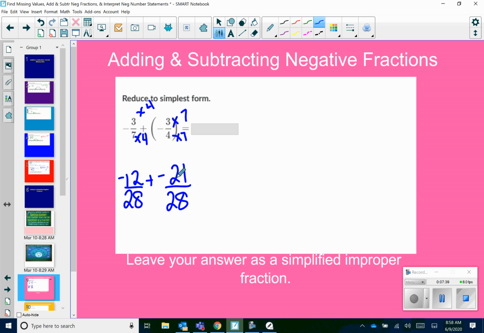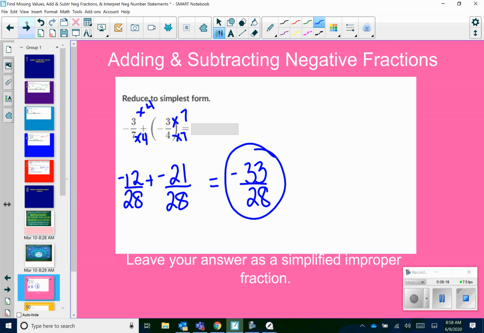Now we're going to follow the same rules that we've been using all along. I have same signs, so I'm going to add and keep my sign. Now remember, when we add fractions, the denominator stays the same, and our numerator is what we add. I'm going to keep my negative. 21 plus 12 is going to give me negative 33 over 28. Your last step is to always ask yourself, is there any way to simplify this improper fraction? And no, there is not. 33 and 28 share no common factors. So your final answer here would be negative 33 over 28.